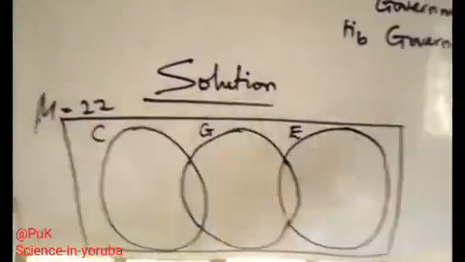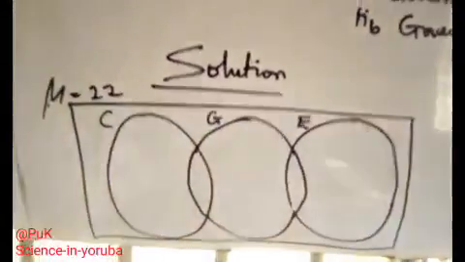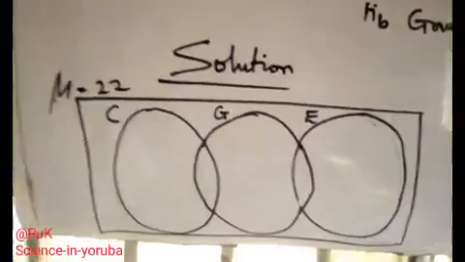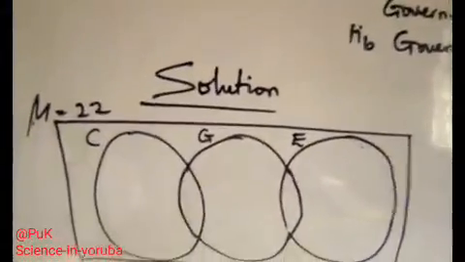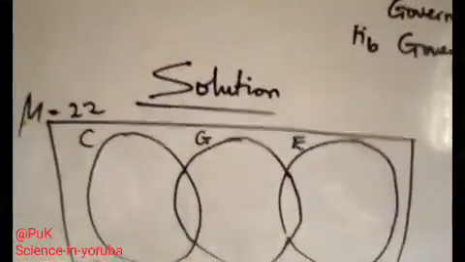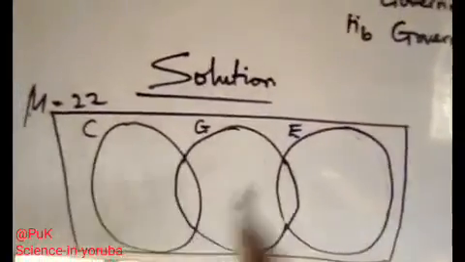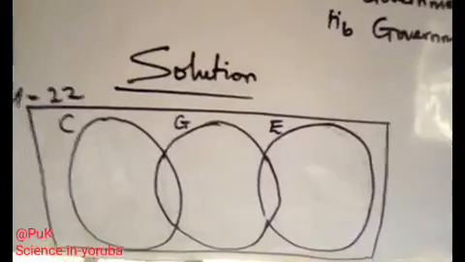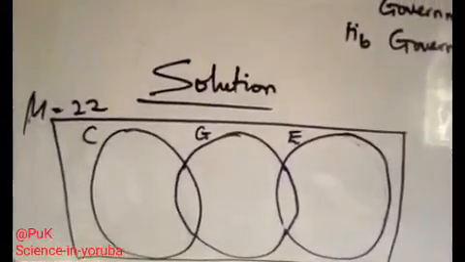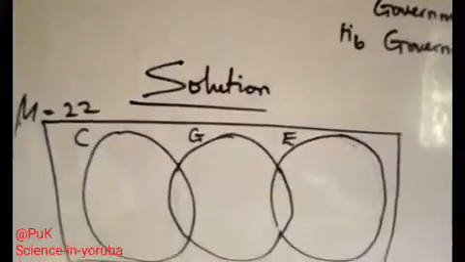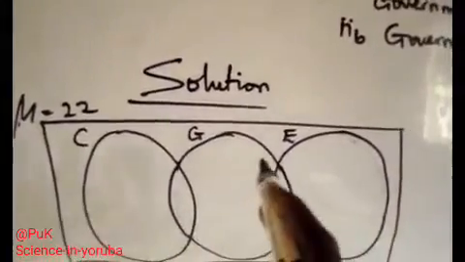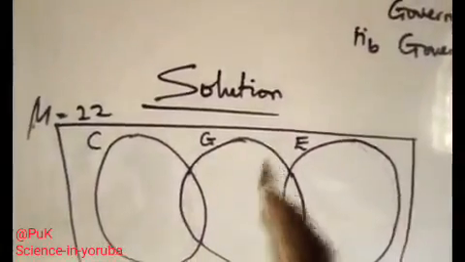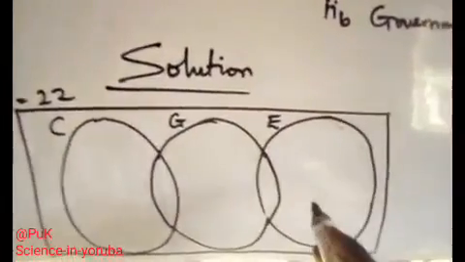Now, the other ones are circular. If you check our previous videos, you will be able to see what it means. So now, we have set C to be chemistry, we have set G to be government, and we have set E to be economics.